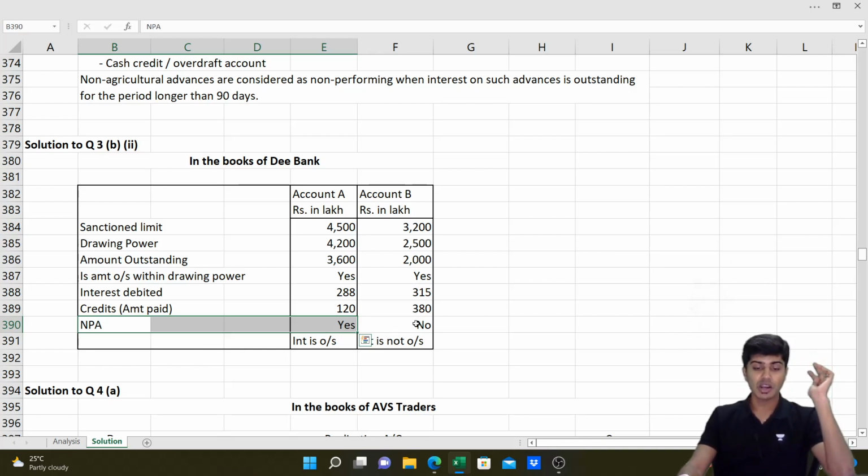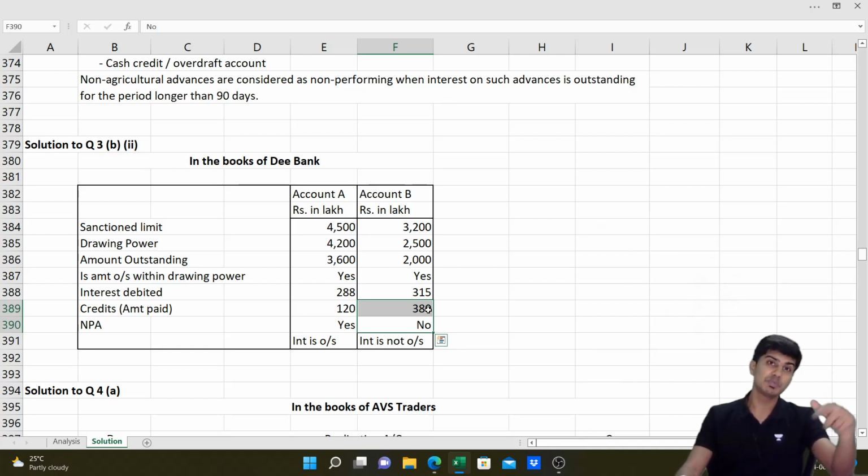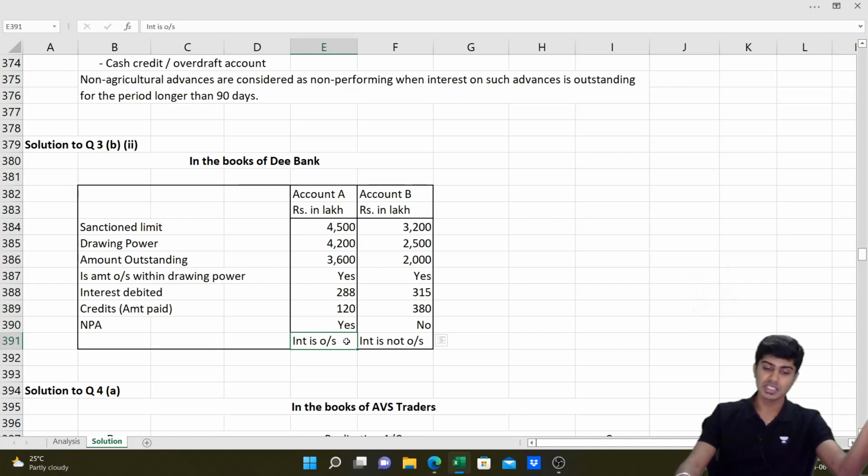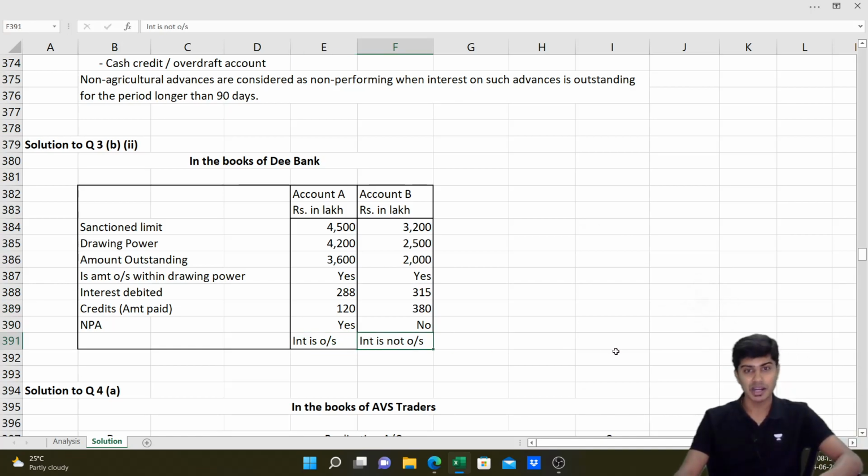Is it an NPA for account B? No, it's not, because the amount is paid in excess of interest. So part of principal is also repaid. So the reason is, in one case your interest is outstanding, in the other your interest is not outstanding. A very simple question for 5 marks.